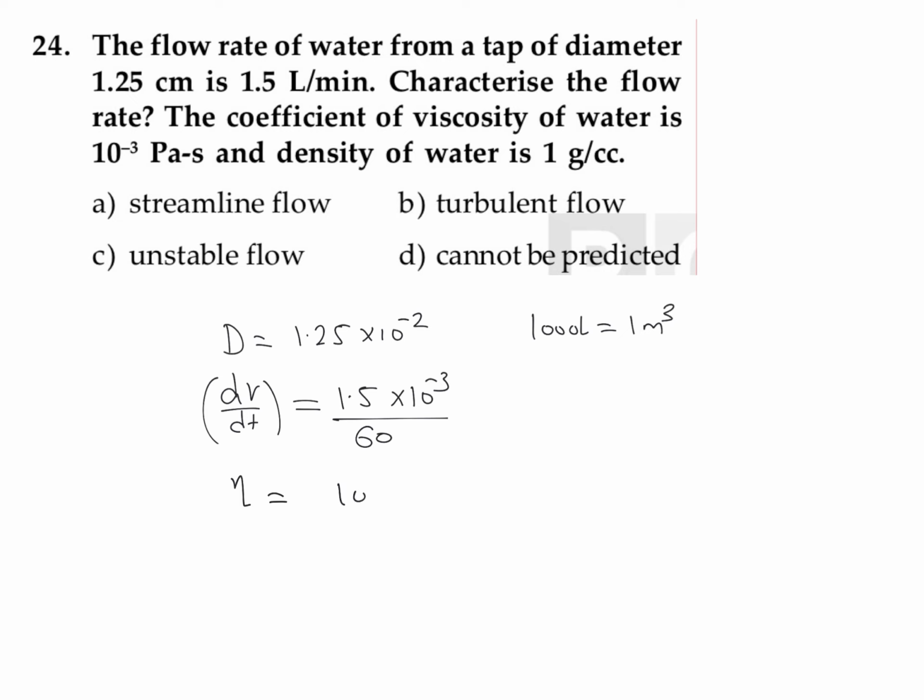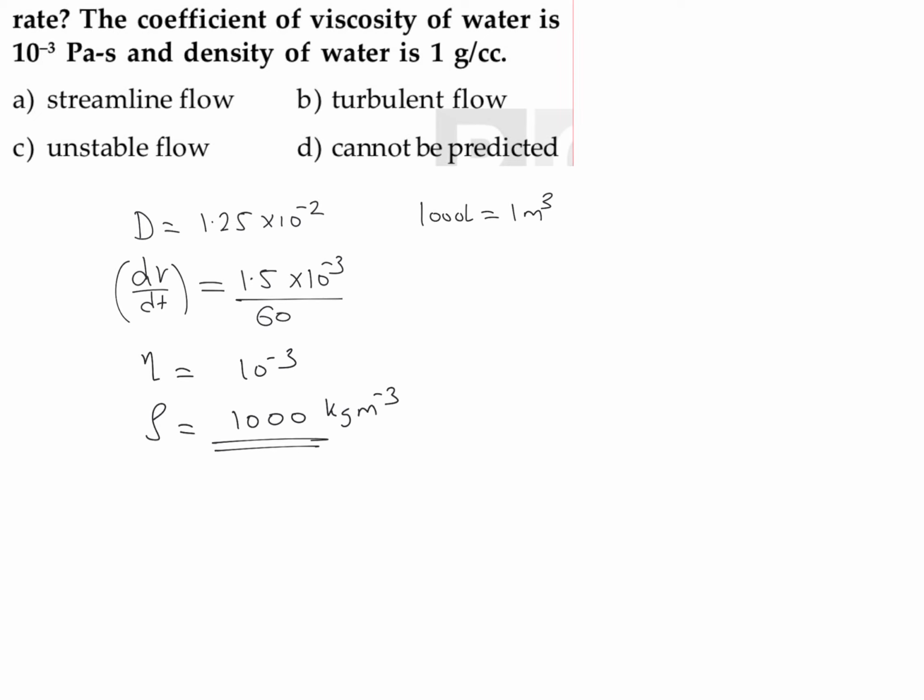is given as 10 raised to minus 3, and the density of water, we can take it as 1 gram per centimeter cube, that is equal to 10 raised to 3 or 1000 kilogram per meter cube. I'm just writing all the values in SI system. So we can find out the value of its Reynolds number. We know the equation for its Reynolds number, which is equal to rho into V into D divided by the value of coefficient of viscosity eta.